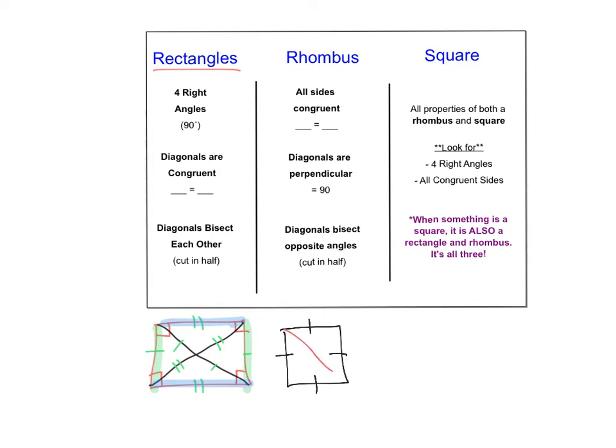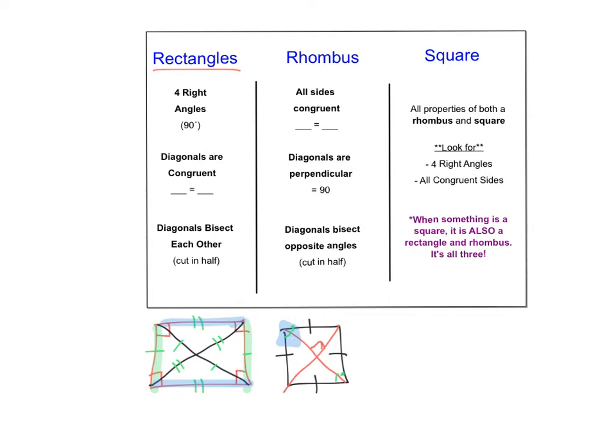We also know that the diagonals are perpendicular, meaning they form a 90-degree angle where they meet, and the diagonals bisect the opposite angles. So that means that, for example, if we're looking at this angle here, where a diagonal is, it would cut the angle into 2 congruent pieces. So each side of that angle would be congruent. Same could be said down here. These are congruent to each other. The biggest property that we are going to focus on is the fact that all 4 sides are congruent.